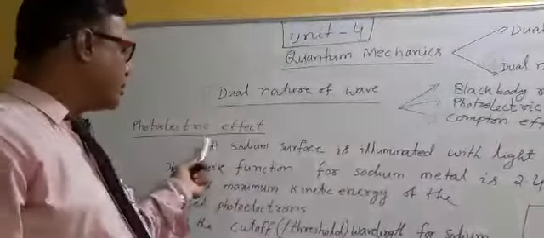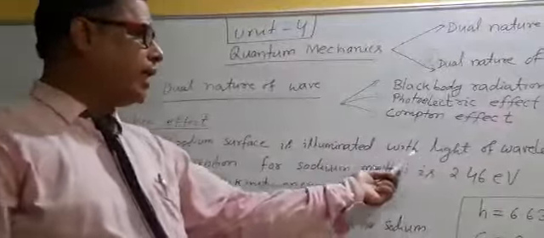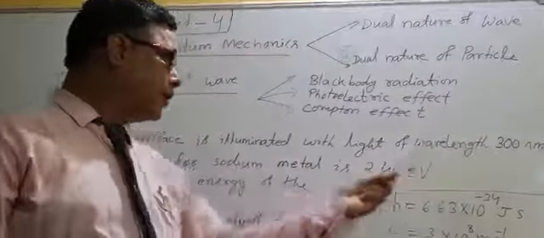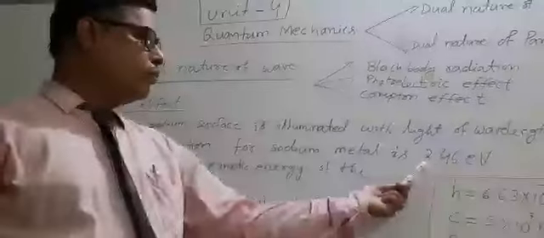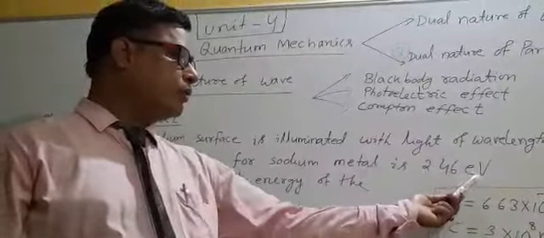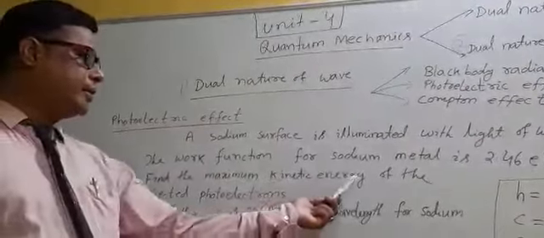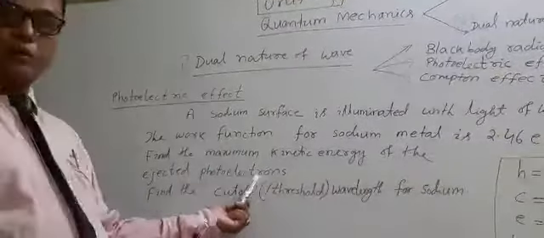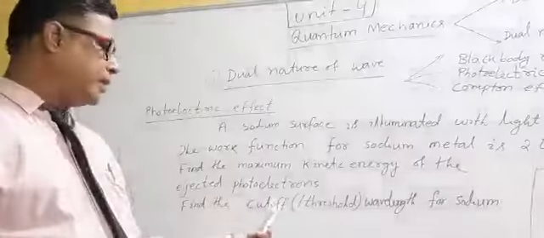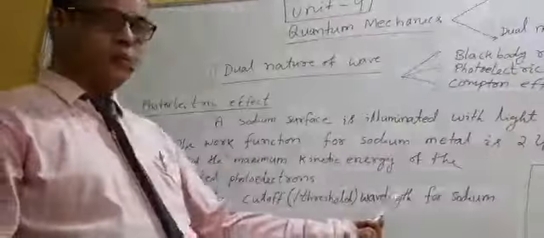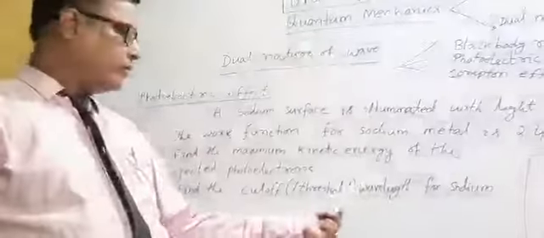In photoelectric effect, the first problem is: a sodium surface is illuminated with light of wavelength 300 nanometer. The work function for sodium metal is 2.46 eV, electron volt. You have to find the maximum kinetic energy of the ejected photoelectrons and find the cutoff. Cutoff means threshold. Threshold wavelength for sodium. Also you can find the threshold frequency for sodium.